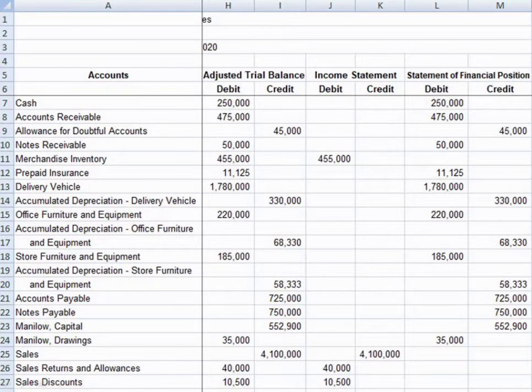How about for the statement of changes in equity? We have the capital here. There is no information about the amount of additional investment. So we have to assume that this entire amount of capital is the capital at the beginning. There is likewise the drawing account. And remember, the net income, not net loss. So those three accounts, capital beginning, drawings, and net income, will make possible the computation of the capital end in the statement of changes in equity.